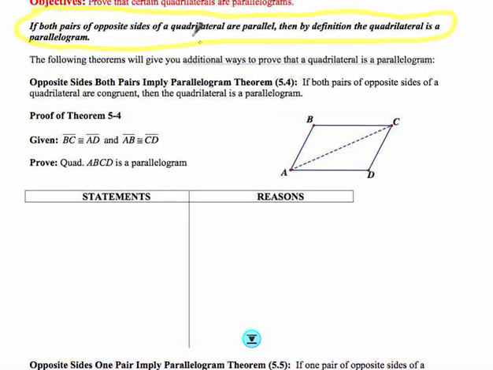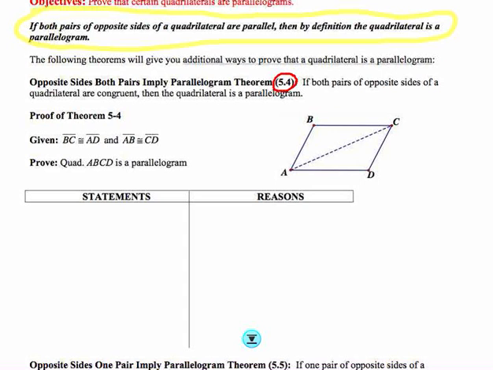We're going to begin with theorem 5.4, which states that if both pairs of opposite sides of a quadrilateral are congruent, then the quadrilateral is a parallelogram. This is the converse of theorem 5.1. Theorem 5.1 said if a quadrilateral is a parallelogram, then both pairs of opposite sides are congruent. This is the converse. If both pairs of opposite sides are congruent, then it is a parallelogram.